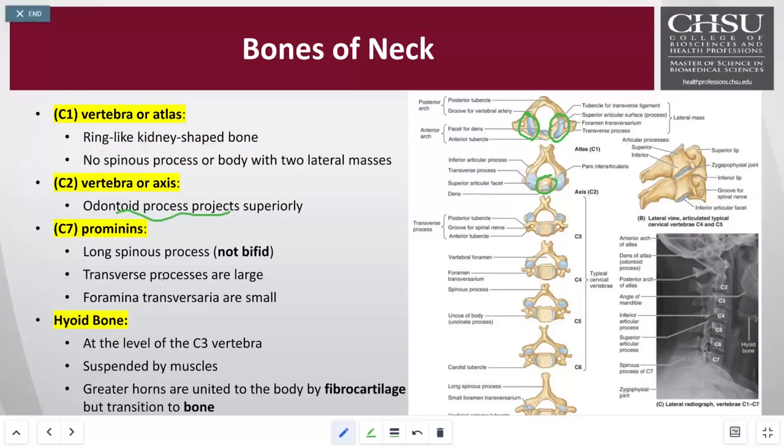And then we have C7. Okay? The C7 prominence is the one that you can feel. In some variations, there could be some slight bifiding, but most of the time, it won't bifid. But that's also the biggest protruded part of the neck, right? So just remember that's a landmark for the back of the neck.